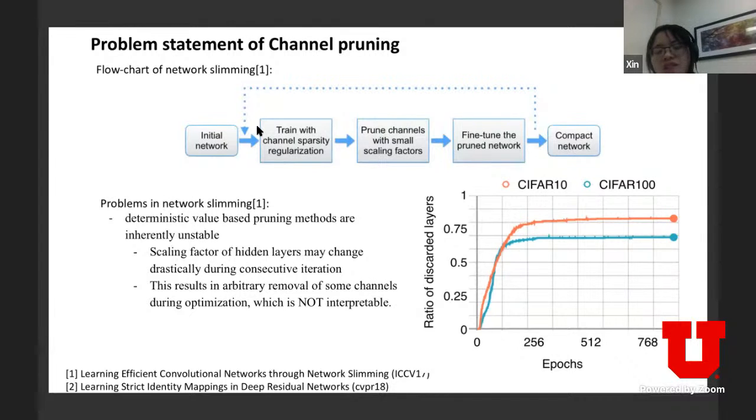And this instability can impact the network performance. Actually, I tried to check whether there is a figure in this paper like the one on the right, showing the change of the pruning ratio during the training, but I didn't find one. This figure comes from my previous paper, "Learning Strict Identity Mapping in Deep Residual Networks". That is also a method to do pruning during the training. Actually, I encountered a similar problem, that the pruning is not so stable.